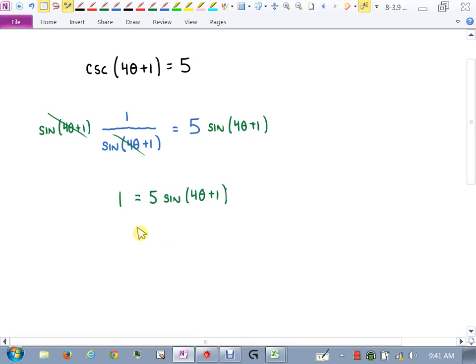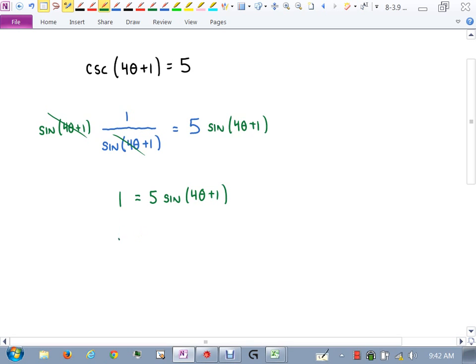Now I still have a trig equation, but now it's sine instead of cosecant, which I'm happy about. Why am I happy about that? Because my calculator has an inverse sine function on it. It doesn't have an inverse cosecant function. So I want to be able to use my calculator, but I need to get in terms of sine or cosine or tangent because that's the only 3 keys I have. But I don't have the sine by itself yet, right? What do I have sitting there in front of it? The 5, right? So divide by 5, right? Not subtract because it's multiplication.